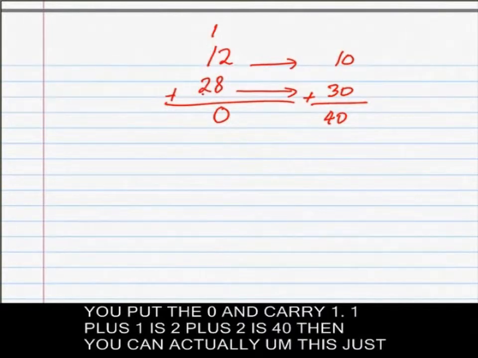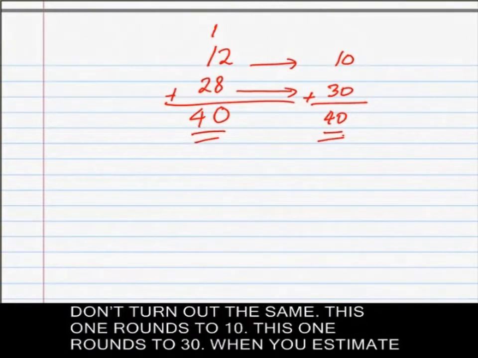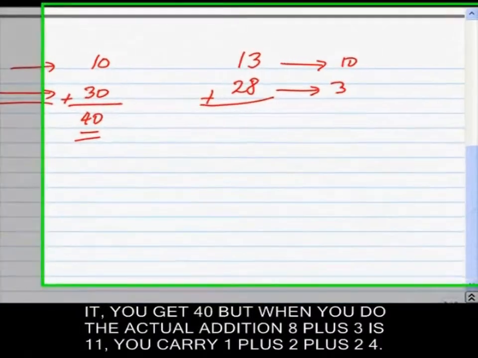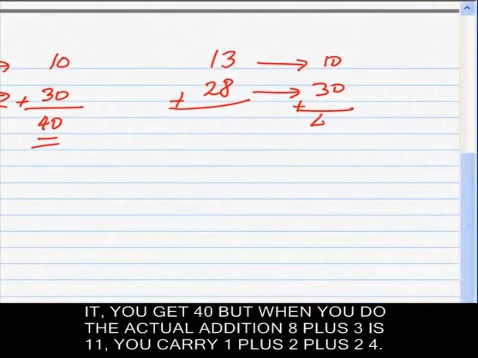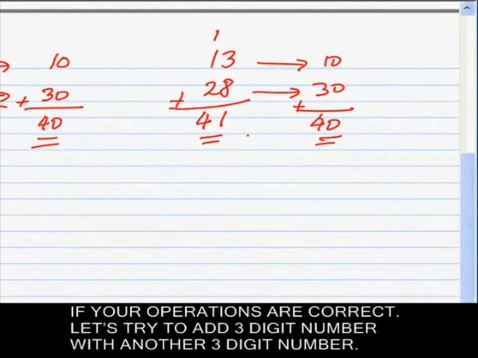This just is a coincidence. You can actually check your answer. Let's do another one where they don't turn out the same. This one rounds to 10. This one rounds to 30. When you estimate it, you get 40. But when you do the actual addition, 8 plus 3 is 11. You carry 1, plus 2 plus 2, 4. So they ended up different, but they are close to each other. So you can do those mentally to see if your operations are correct.